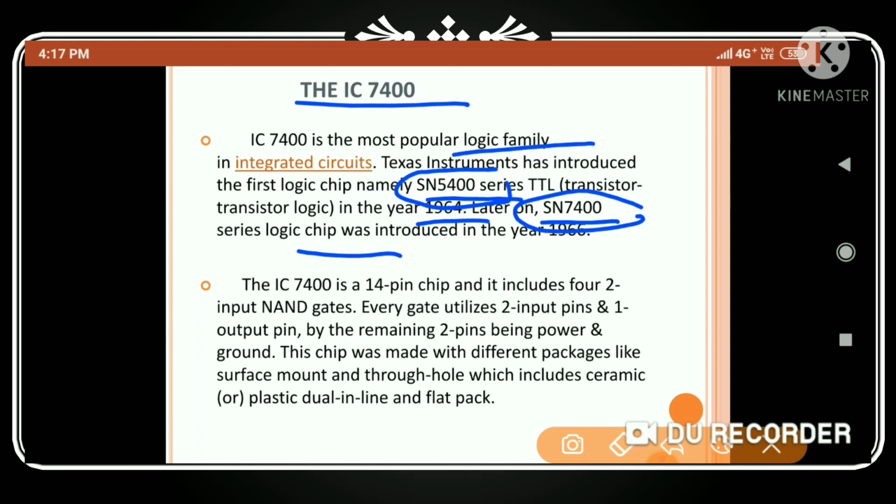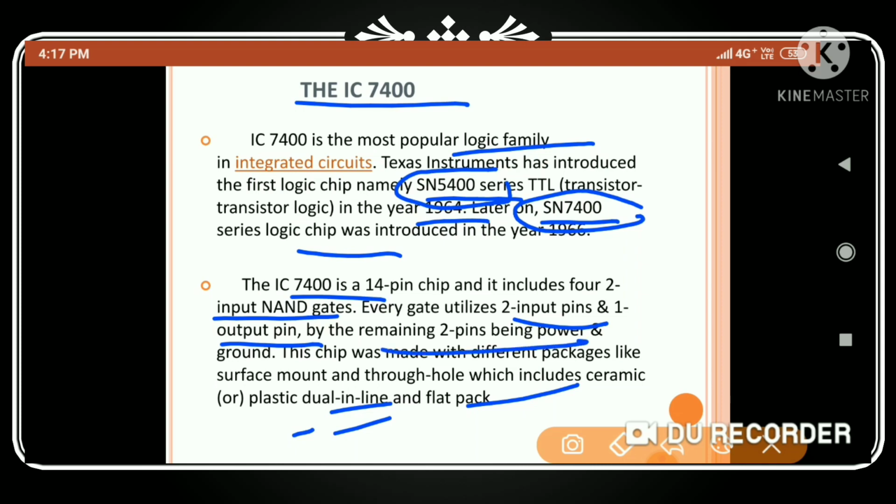The next one: IC 7400 is a 14-pin chip and it includes four 2-input NAND gates. Every gate utilizes 2 input pins and 1 output pin. So 2 inputs and one output, and the remaining 2 pins are power and ground. Later I will show you the pin configuration. In the 14-pin configuration, 2 pins are input, 1 pin is output, and another pin is positive VCC and another pin is negative, meaning ground.